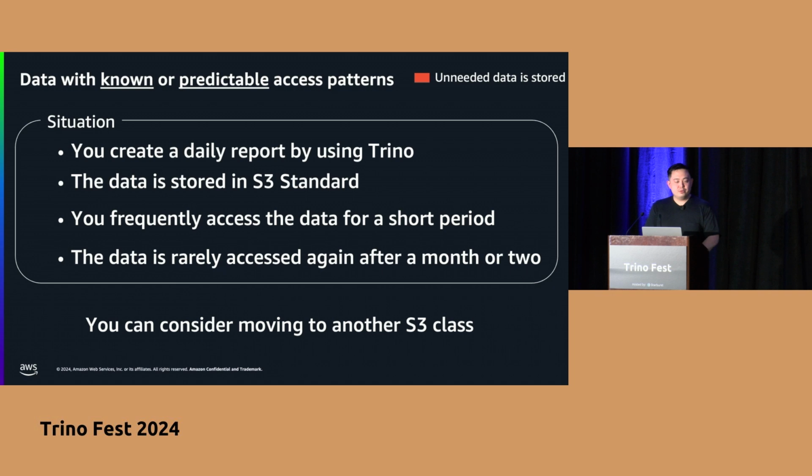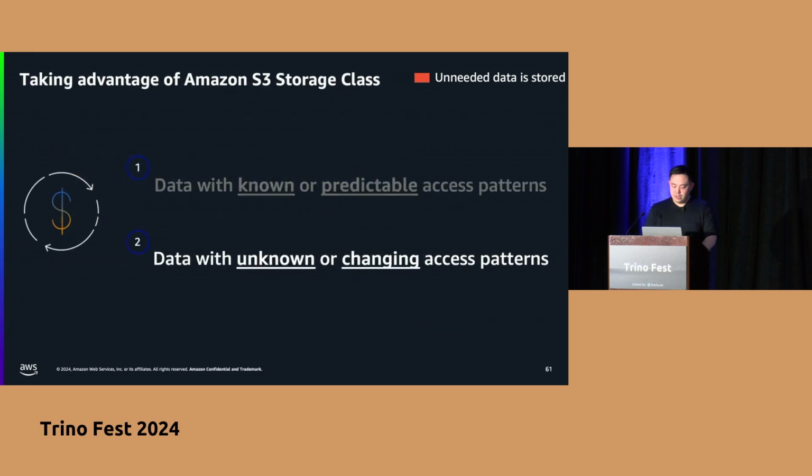Let me give you an example use case. Let's say you create a daily report by using Trino, and the data is stored in S3 Standard. And you frequently access the data for a short time period. But after a month or two, the data is rarely accessed again. In this case, you can consider moving to another S3 class, for example, S3 Glacier Deep Archive. Now you know how to handle data with known access patterns.